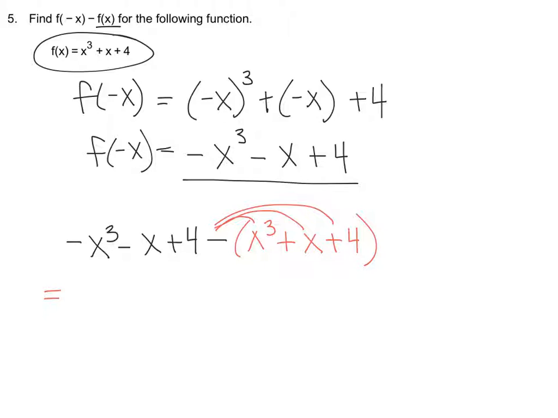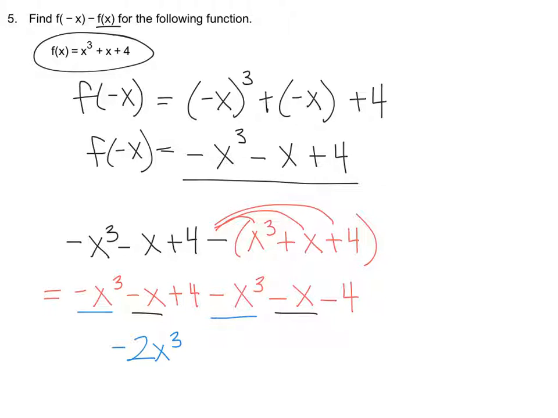So if I write this out again, I have negative x cubed minus x plus 4 minus x cubed minus x minus 4. Now I can combine like terms. So I have a negative x cubed and another negative x cubed, and that combines to make a negative 2x cubed. And then I have a negative x and another negative x, so that also combines to make a negative 2x. And I have a positive 4 and a negative 4. And when I add those two together, I get 0. So we can say that those cancel out.